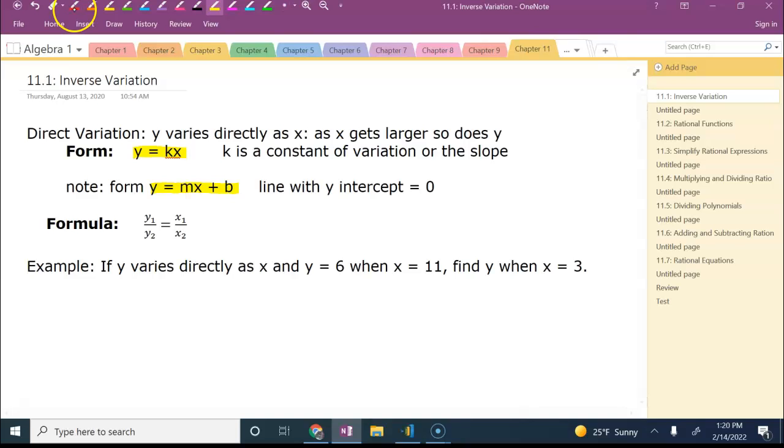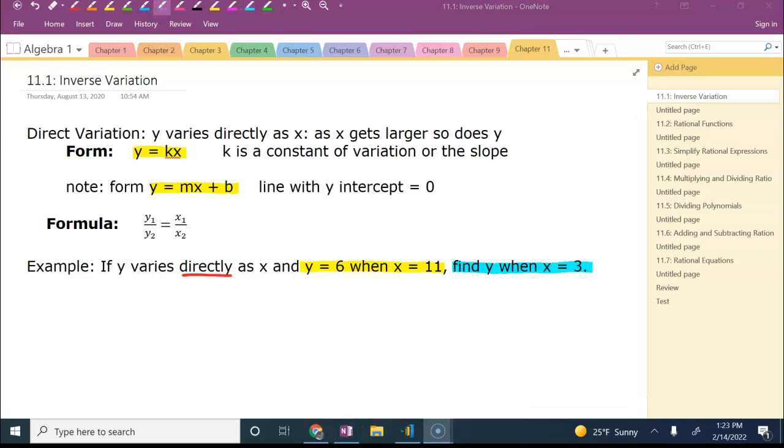Most of the time, these examples are broken into two parts, where given some information, they want you to solve for your constant first and then use that to finish up the second half of the problem. For example, it says if y varies directly as x and y is 6 when x is 11, find y when x equals 3. I would suggest you think of this as two different parts. You have y is 6 when x is 11, so we're going to use that to find our constant. Then we're going to write a new equation to finish up the second half, which is to find y when x equals 3.